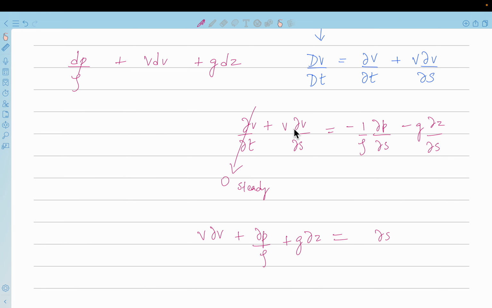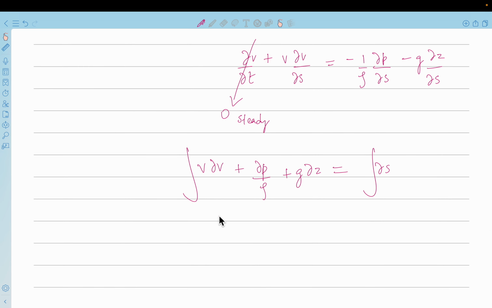So you see what I have done is, I have collected the terms that are varying on one side, and on the other side I have ∂s. What is ∂s? Change along the streamline. And if I integrate this, then what do I get? I get v²/2 plus p/ρ plus g z plus some constant is equal to this integral along the streamline. And this will be constant only along that streamline.